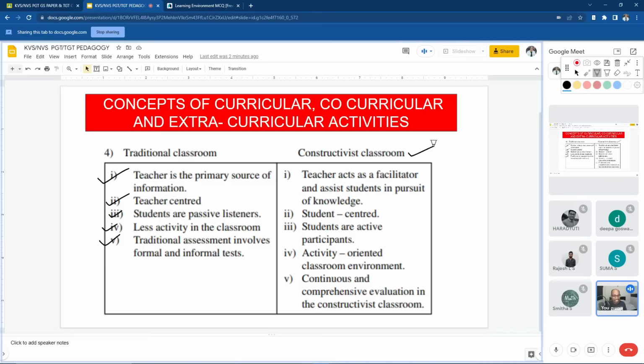Whereas in the constructivist classroom, the teacher plays the role of a facilitator and assists students in pursuit of knowledge. Then it is student-centered. Students actively participate. Hyperactive students will be in this kind of classroom. Activity-oriented classroom environment, and continuous and comprehensive evaluation happens in the constructivist classroom. Nowadays most of the schools adopt this methodology. So student-centered, students will be active in the classroom and the teacher should be passive, or he has to play the role of the facilitator.